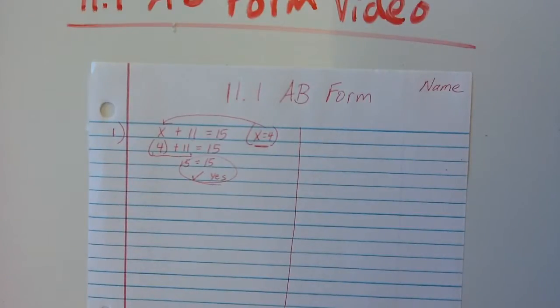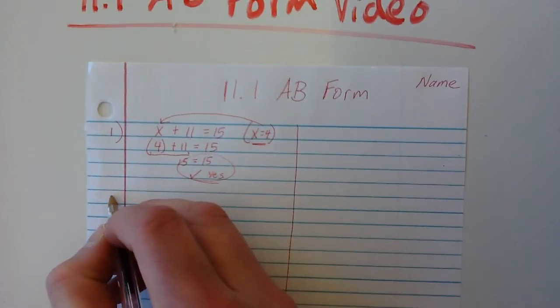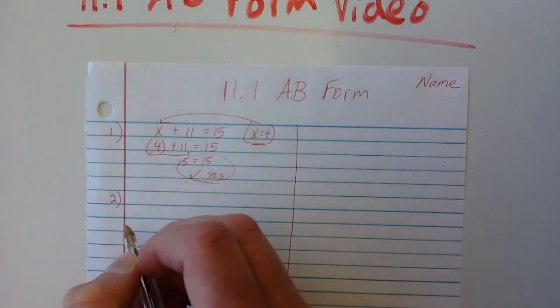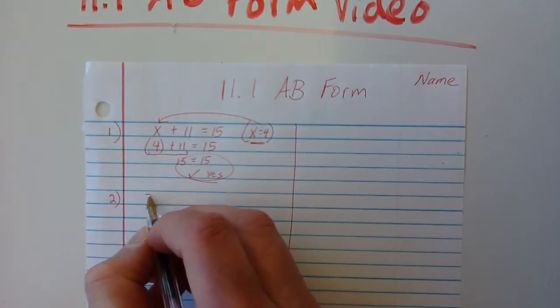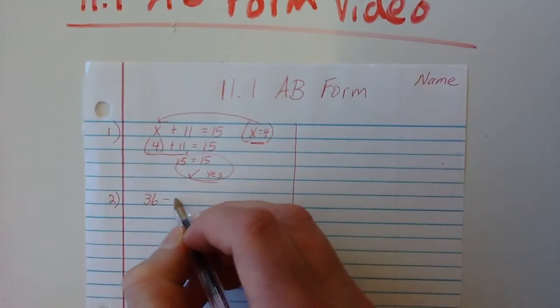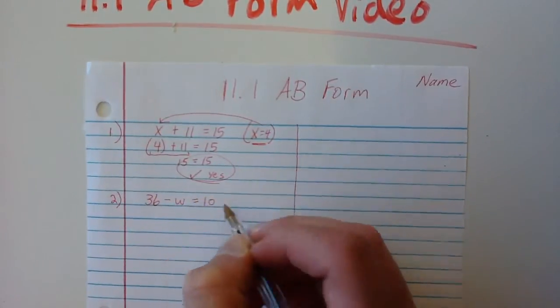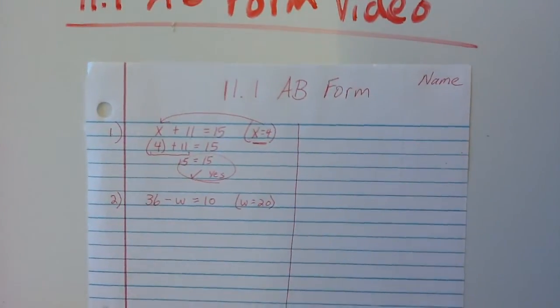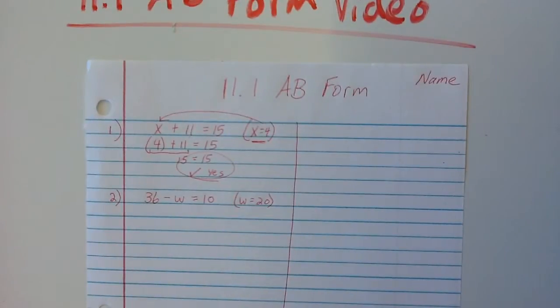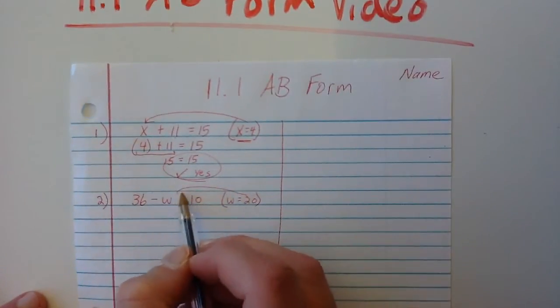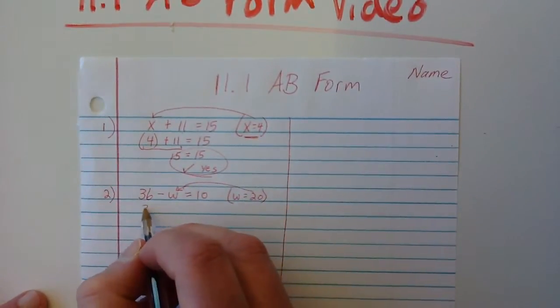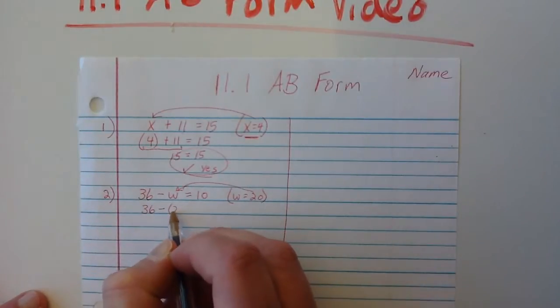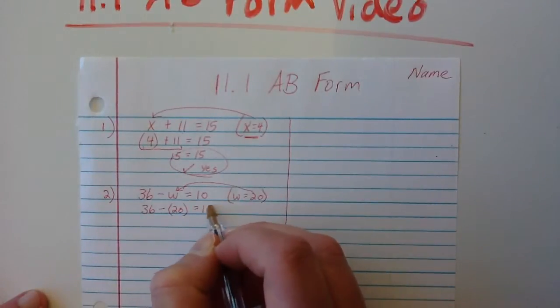Okay, after I do number 1, I'm going to skip a line and put number 2, so label it, this is problem number 2. I'm going to copy down what I see for number 2. For number 2 it says 36 minus w equals 10, and I am told that w equals 20. So we need to find out, is 20 a solution to the equation? So what I'm going to do is substitute or plug in 20 for w. I'm going to plug that in right there. So I have 36 minus the 20 goes in parentheses because I'm plugging 20 in for w. And then of course I have equals 10.